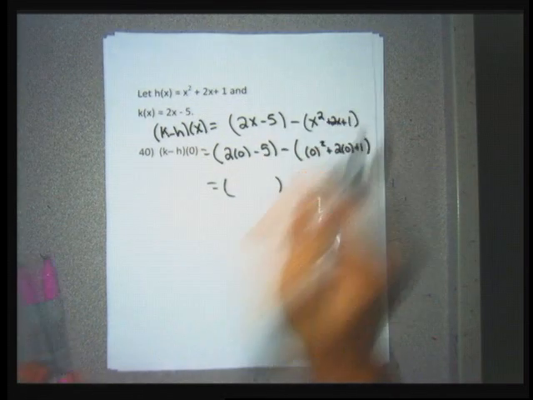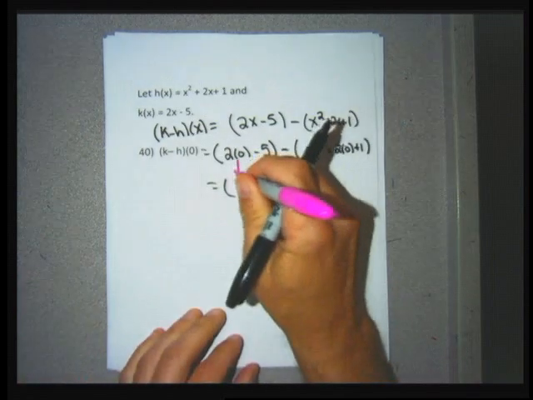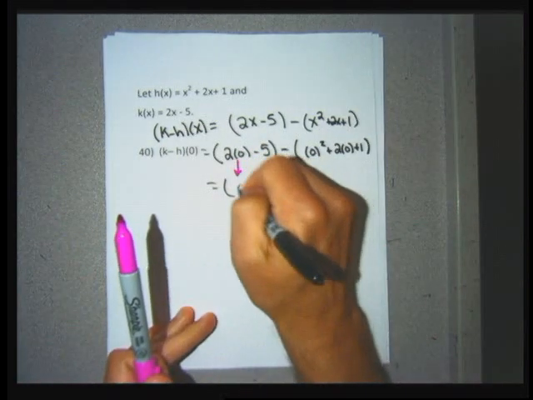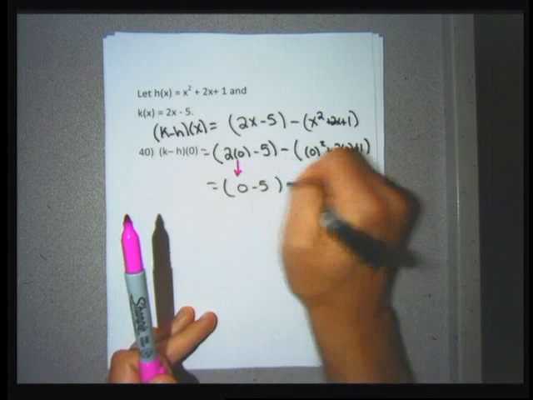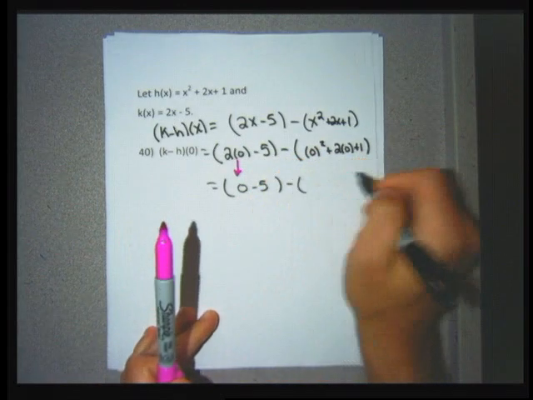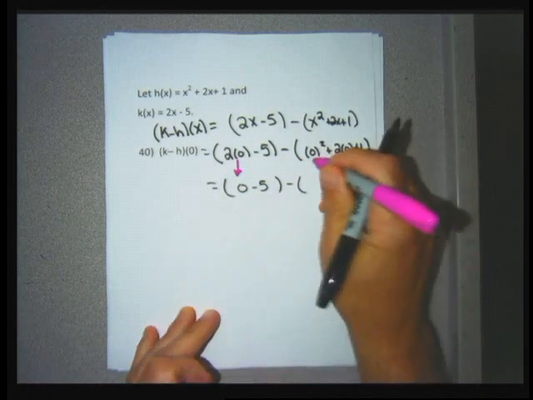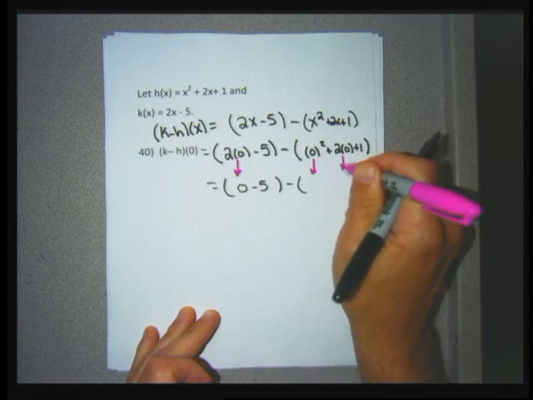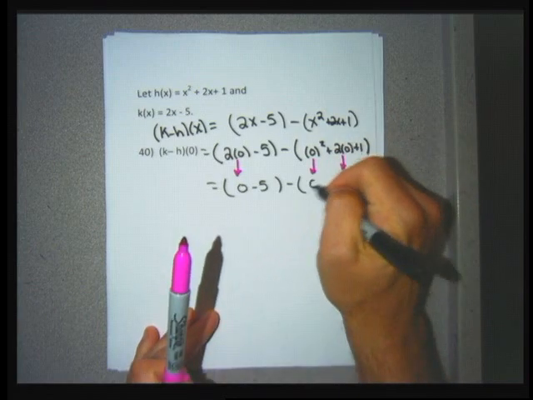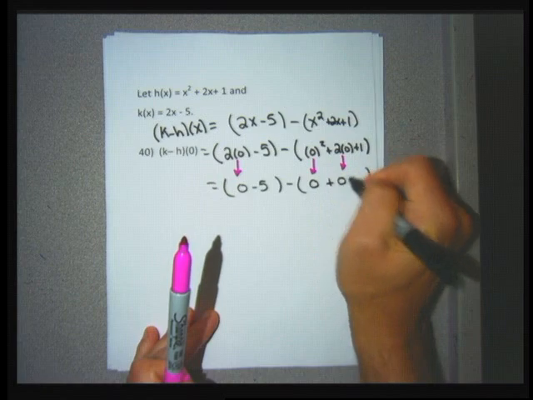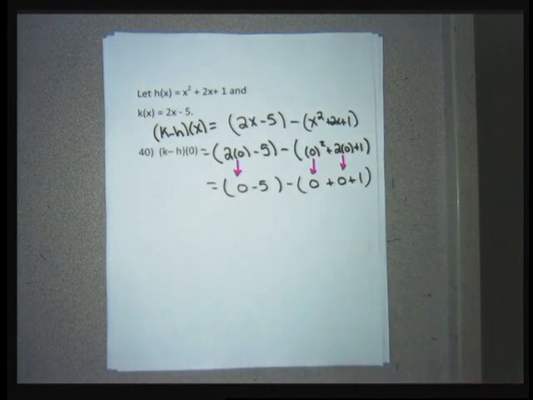Now I'm going to work on getting each parentheses down to a single number. In the first parentheses, I have multiplication to do, which is 2 times 0, and 2 times 0 is 0. In the second parentheses, I have to do 0 squared, which is 0. I have to do 2 times 0, which is 0.